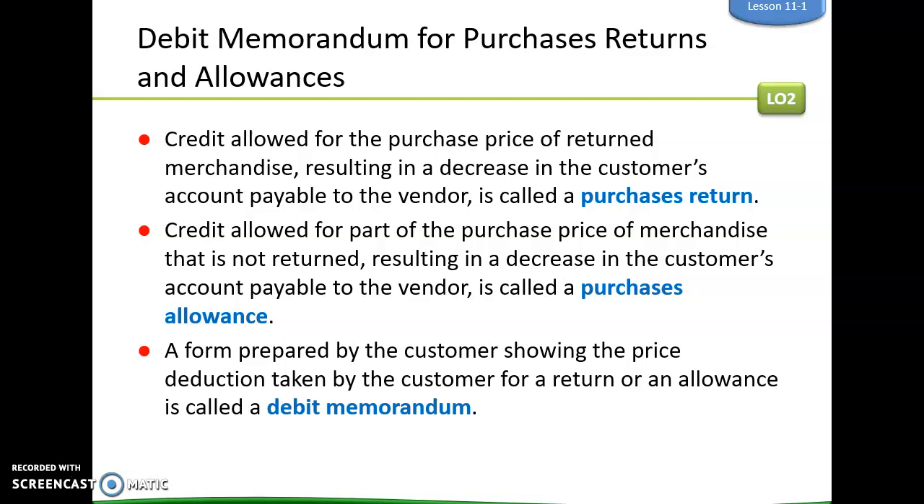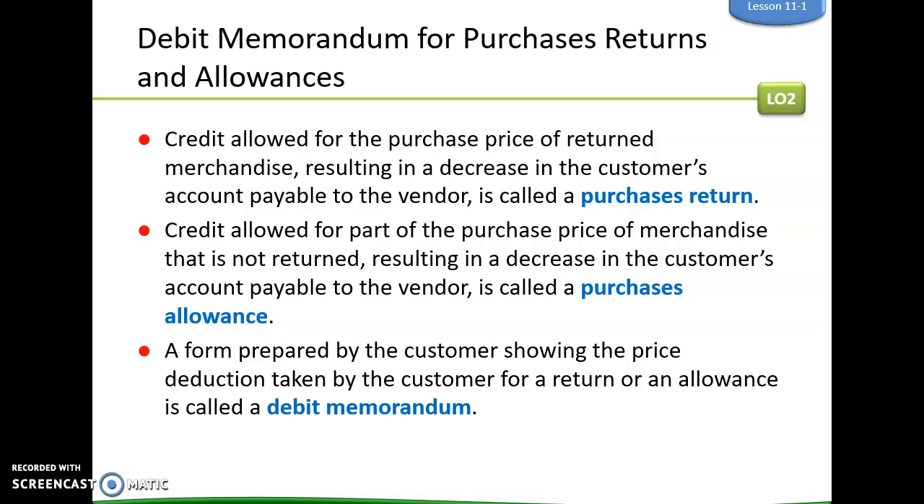So purchases returned, credit allowed for the purchase price of returned merchandise, resulting in a decrease in the customer's accounts payable to the vendor, is called a purchases return. Okay, so credit for the purchase price of the returned merchandise, resulting in a decrease in the customer's account payable. So now let's talk about purchases allowances. So when merchandise is damaged but still usable, or if it's of a different quality than ordered, the vendor may let the customer keep the merchandise at a reduced price.